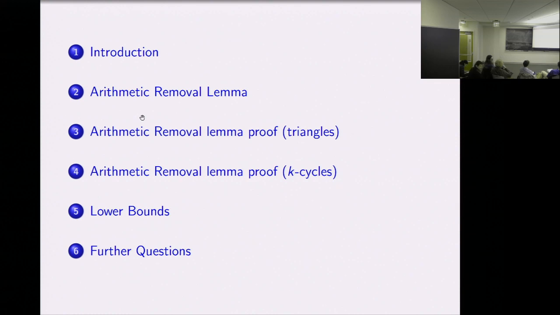I'm going to give some background, and then say what this arithmetic removal lemma is that Ben Green proved, and that we proved new bounds for. I'll try to give some idea of the proof for triangles. Then I'll give some idea of the proof for k-cycles, which is different, and some idea of why the same proof doesn't work. And then I'll discuss lower bounds on the exponent and mention some further questions.